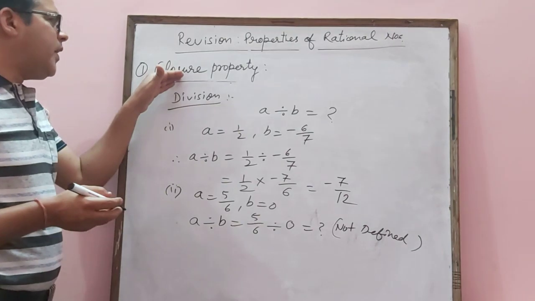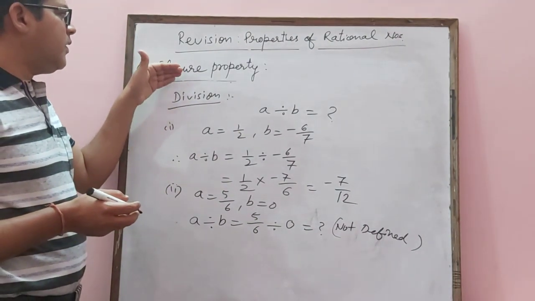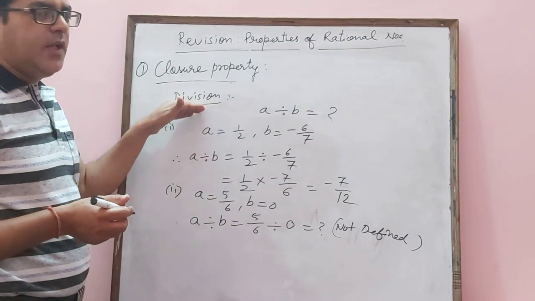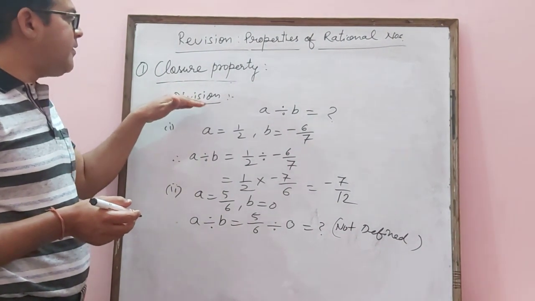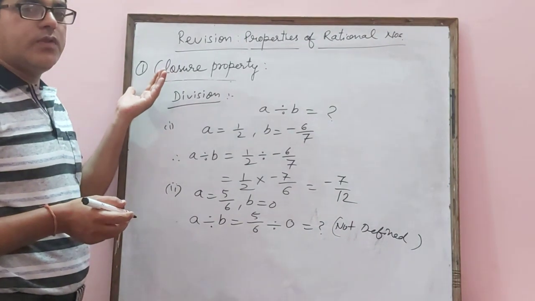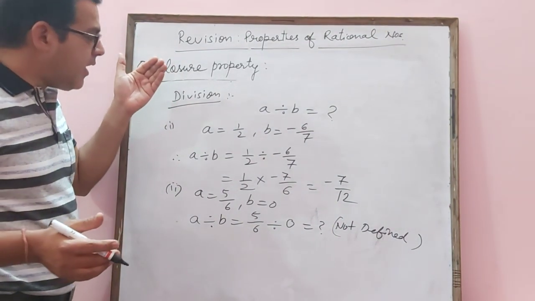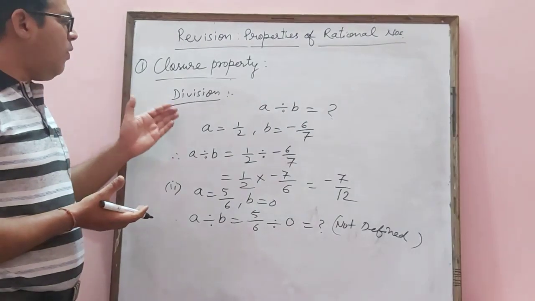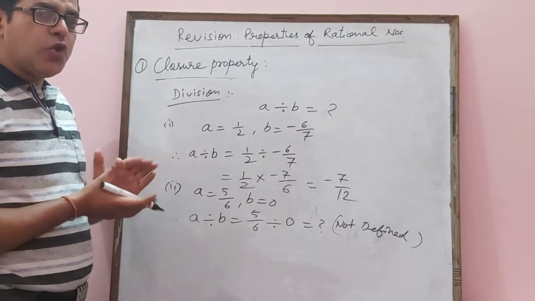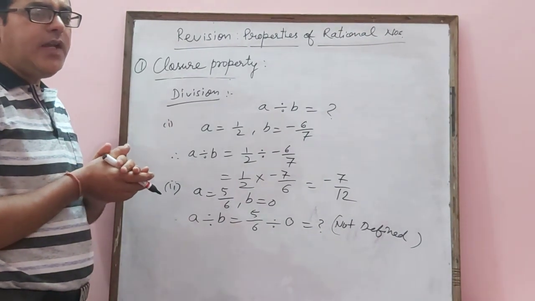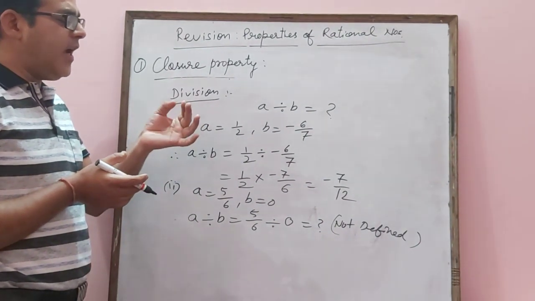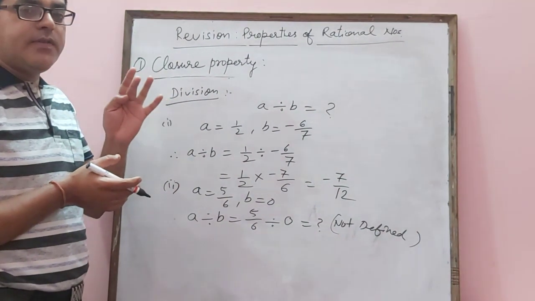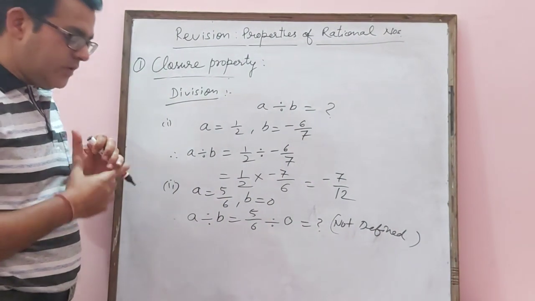So the closure property we can't satisfy here for division. It means we can say that division is not closed because each and every value does not satisfy this property. That's why we can say division is not a closed operation. Addition, subtraction and multiplication are closed, but division is not closed. Hope you understand.